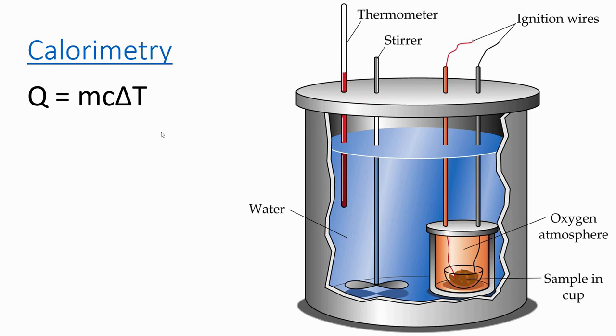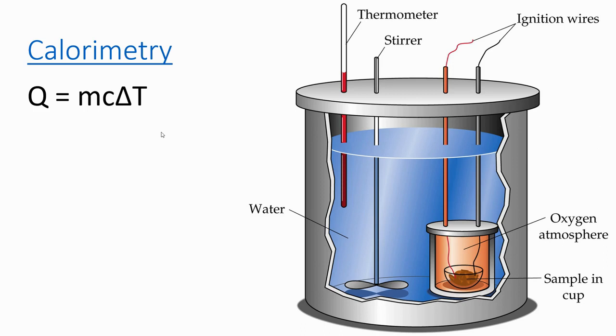Okay, so we have this chamber. It's filled with oxygen because we are doing a combustion reaction. We want everything to burn, so we have to add some oxygen. So there's an oxygen atmosphere. Our sample's in here. And then we have some ignition wires. So you push the button and it ignites your food. Everything burns. And then we have a combustion reaction, so it's going to be exothermic.